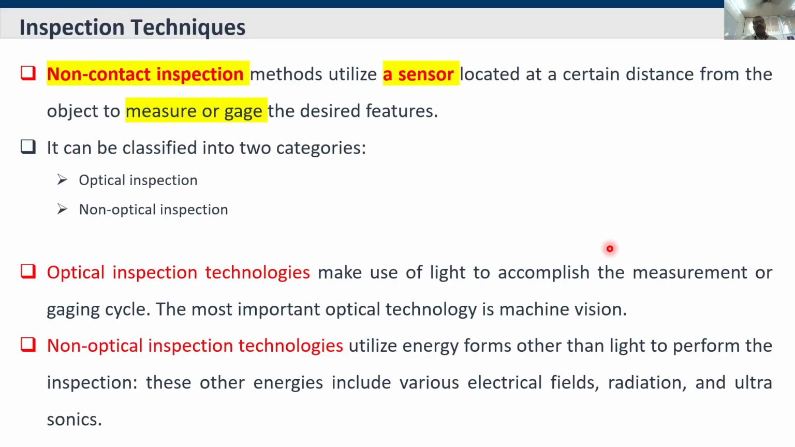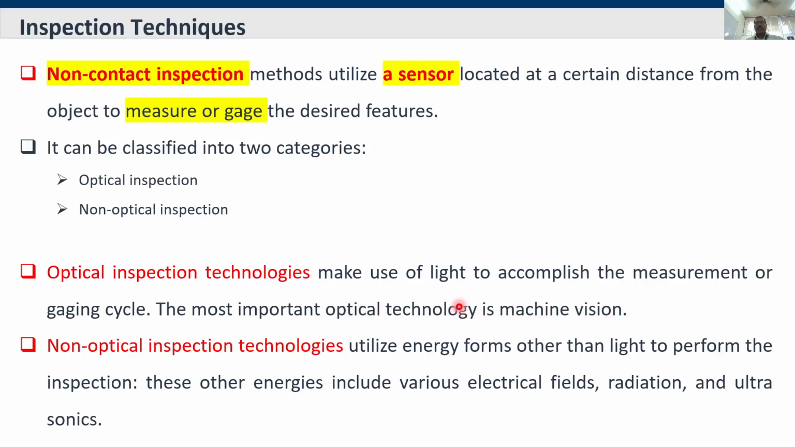The counterpart of contact type is the non-contact inspection technique, where sensors are used to measure certain distances from the object, useful for measuring or for gauging. Contact type is useful for measuring and gauging, and similarly non-contact inspection can be used for measuring and gauging. Under non-contact inspection you have two types, optical inspection and non-optical inspection. Optical means you use light to measure or to gauge. The most important example of optical technology is machine vision.